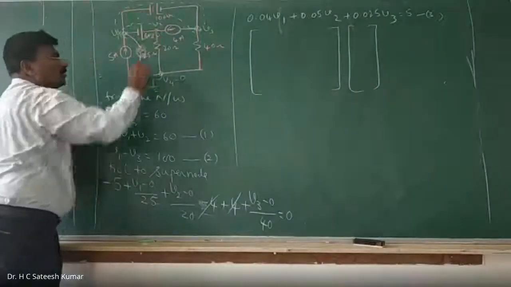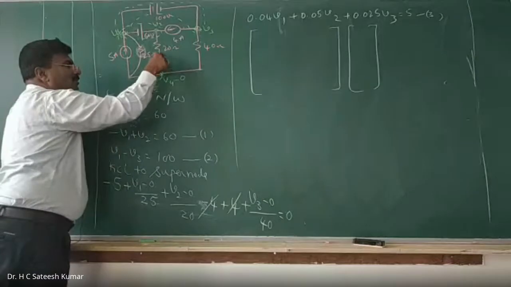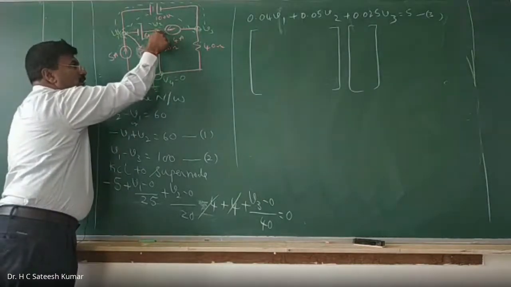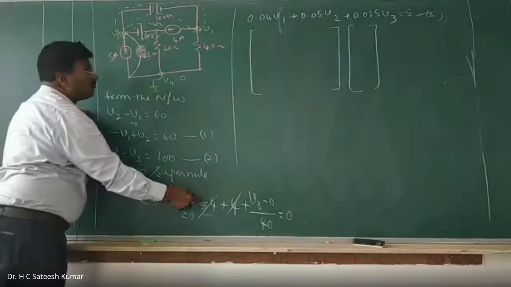Now what you should do? V2 minus 0 divided by 20. Current is entering here. What you should write? Current should leave. Therefore, what you should write? Minus 4 we should write.